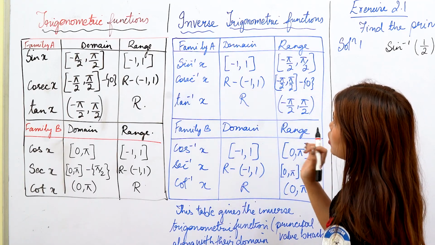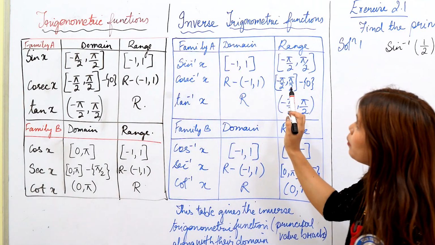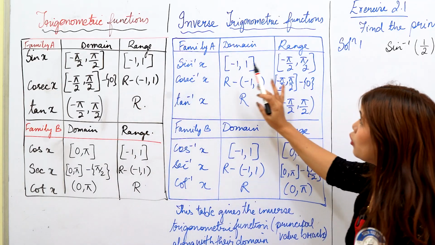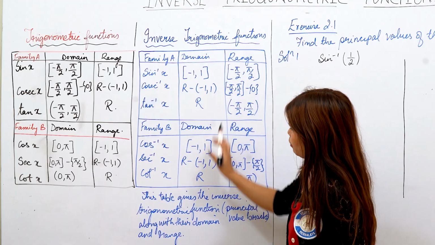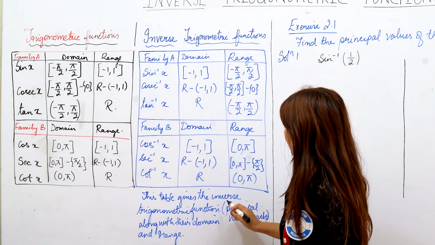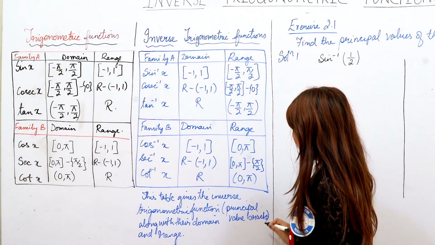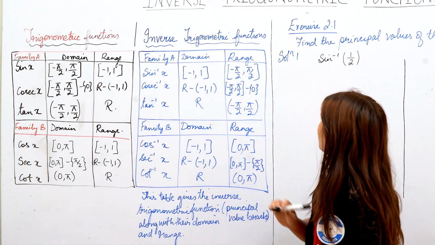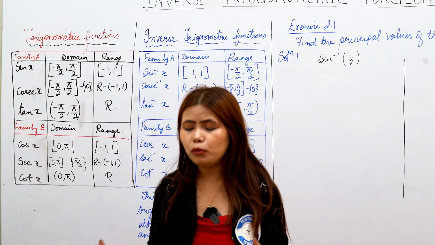The domain and range of the trigonometric functions, and the domain and range of their inverses. This table gives the inverse trigonometric function along with the domain and range, the principal value branch. Now we will begin exercise 2.1.